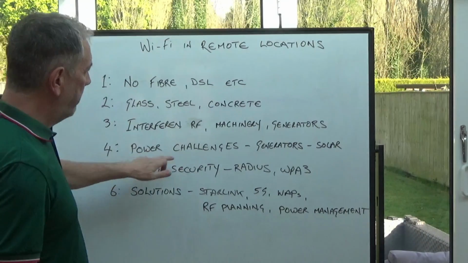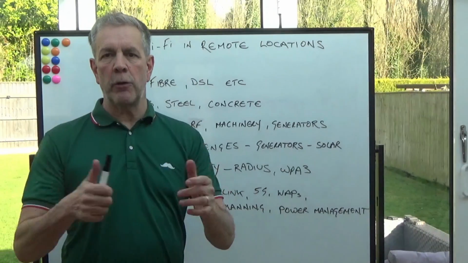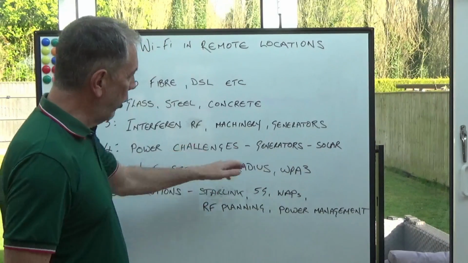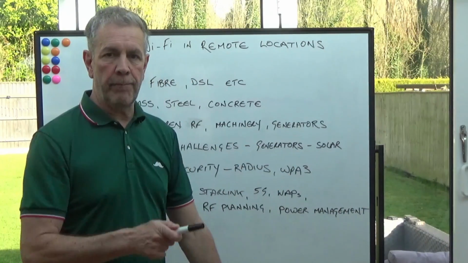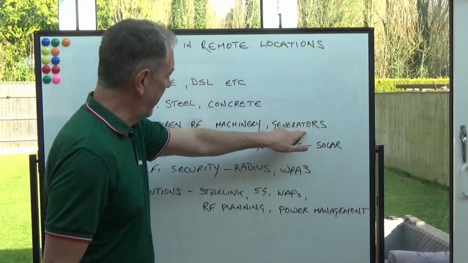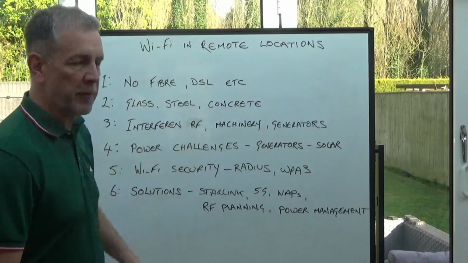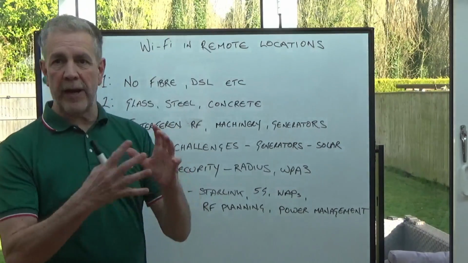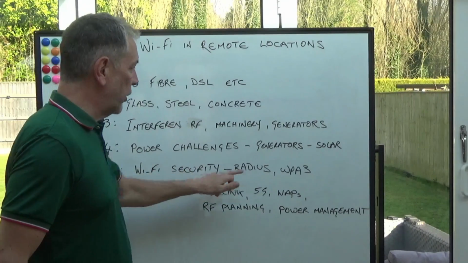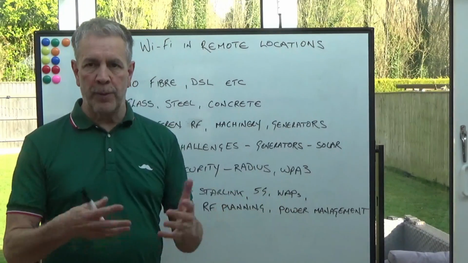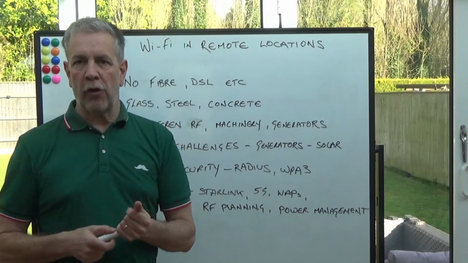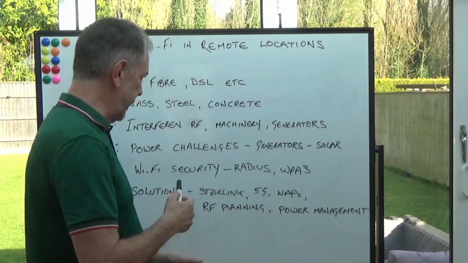What about power challenges? Because we're in a remote location. What if there's no power there? None at all. Then we have to rely on generators, solar as an example. However, generators link in with interference from an RF perspective, so we have to look at that very carefully. We have to look at the Wi-Fi security. We can't have it open, so we can utilise RADIUS and we can utilise WPA3.